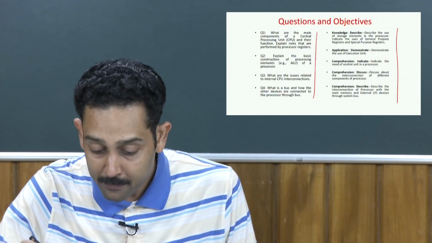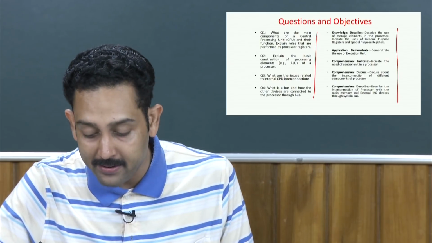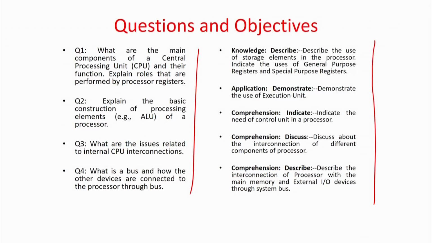We have already discussed it. But you appreciate that if you are able to explain the basic construction of an arithmetic and logic unit, then you are able to satisfy the objective of demonstrating the usage of an execution unit. So if you are able to explain the basic construction of an ALU, you are actually successfully meeting this objective. Similarly, if you can say what the main components of a central processing unit are and what their roles are, you will be able to indicate the need of a control unit.